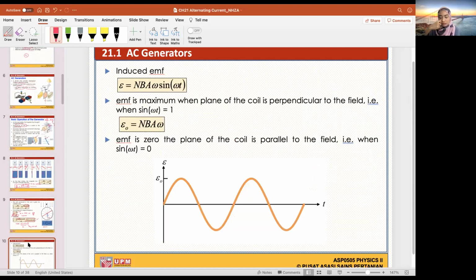Okay, so why does an AC current behave like a sinusoidal function? Oh, we have time. Why does it behave as a sinusoidal function? Because it changes in time. The value changes in time, and also the direction can change in time. So here, this is a graph of induced EMF over time.